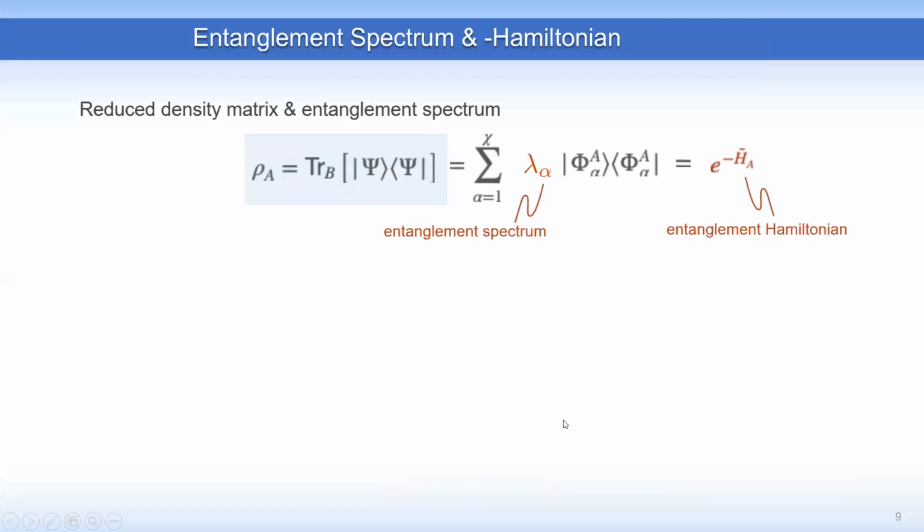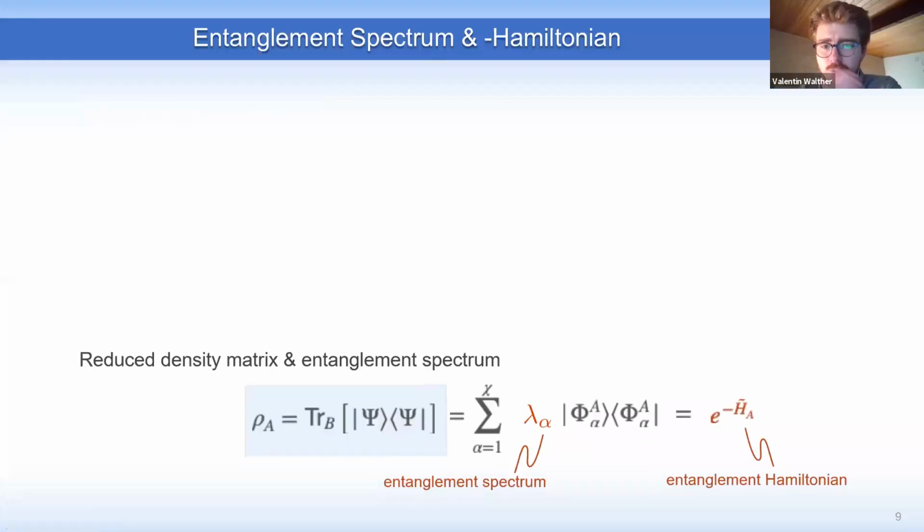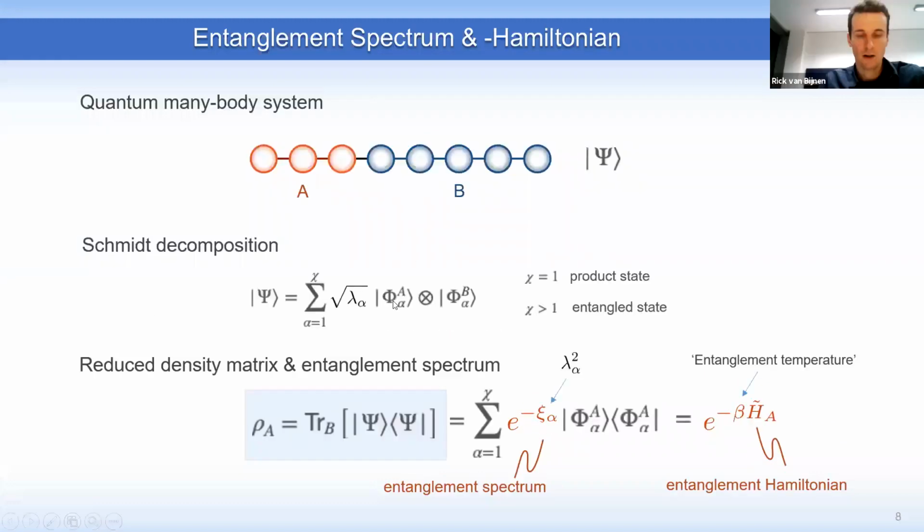Okay, great, thanks. Maybe a follow-up: are the phi A's orthogonal? Yes, this is an orthogonal basis within the subsystem A. Okay, but each of them has a unique counterpart in subsystem B. But then in the space A, wouldn't this matrix then be diagonal?